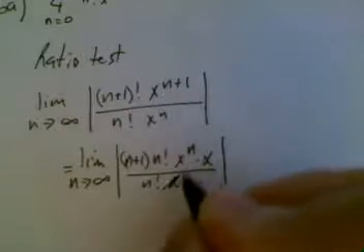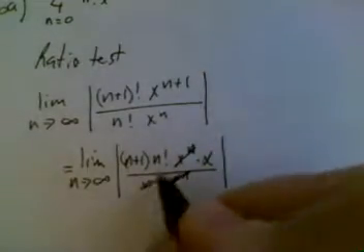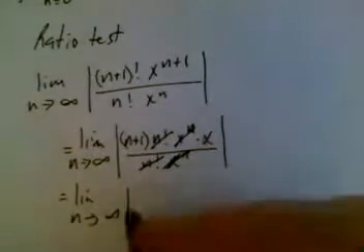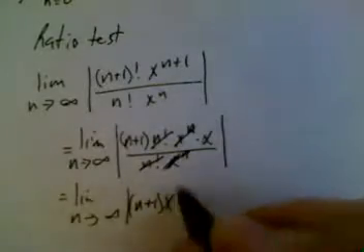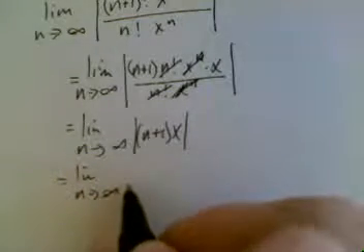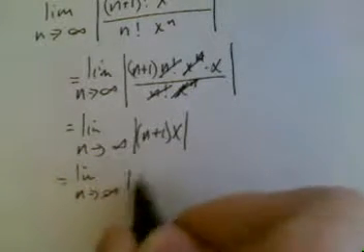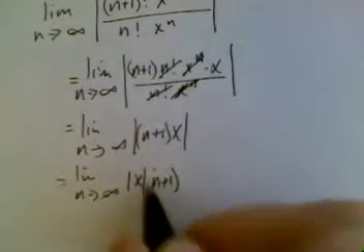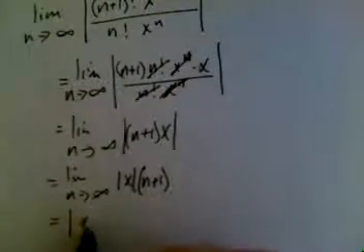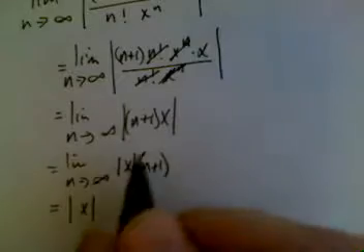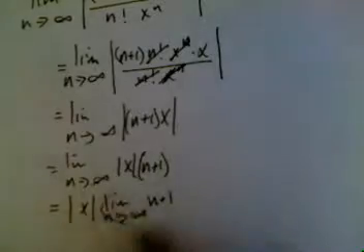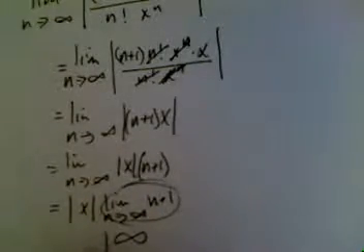The x to the n's cancel out, the n factorials cancel out, and I'm left with the limit as n goes to infinity of the absolute value of (n+1) times x, which is really equal to the limit as n goes to infinity of the absolute value of x times (n+1), because n+1 is always a positive number. Well, what does this mean? This means that the absolute value of x has nothing to do with n, so I can pull that out of the limit. As n goes to infinity of n+1, what happens to this? This whole thing goes to infinity.